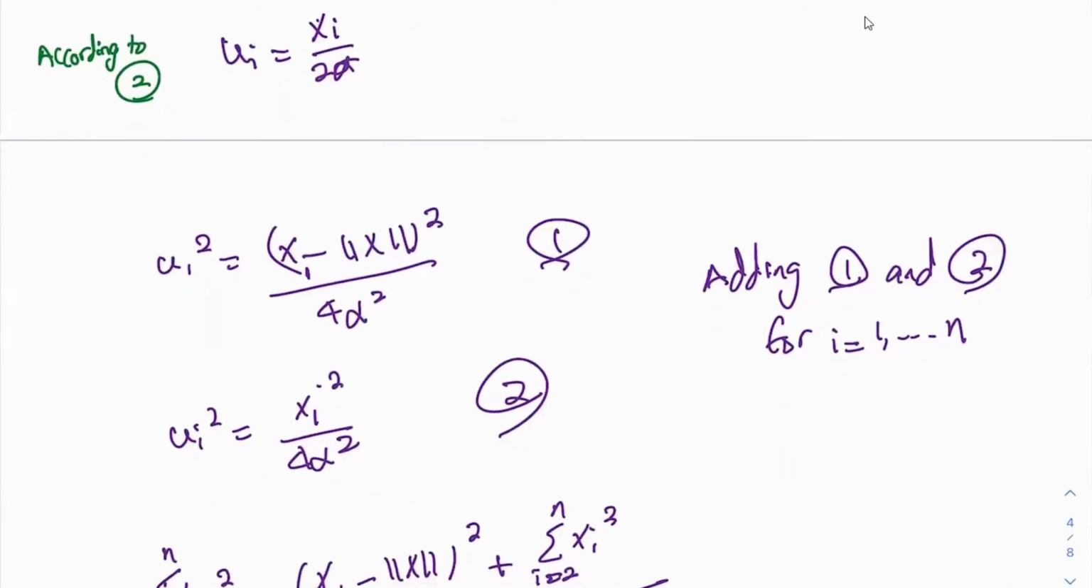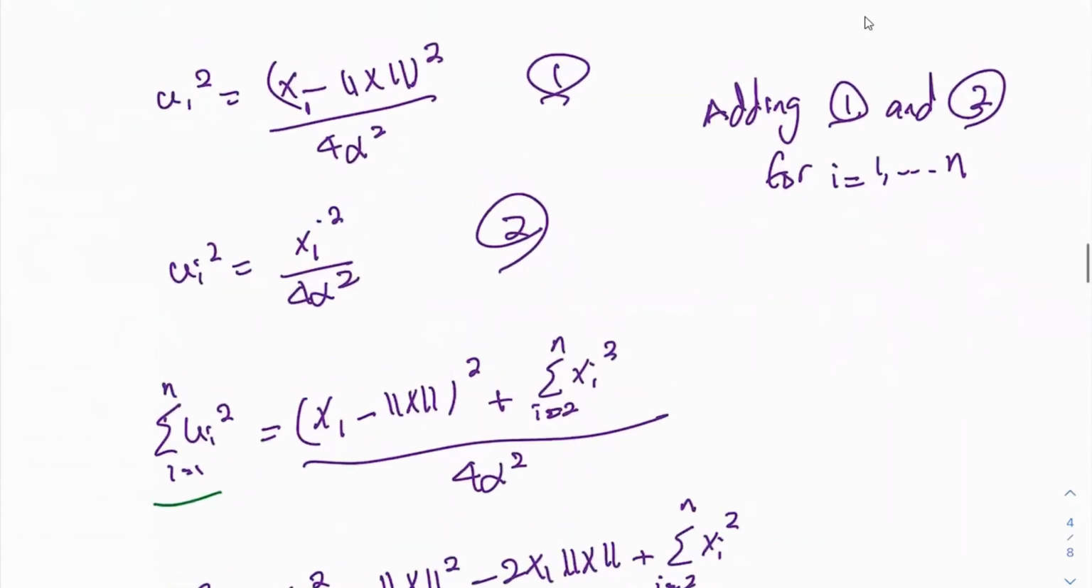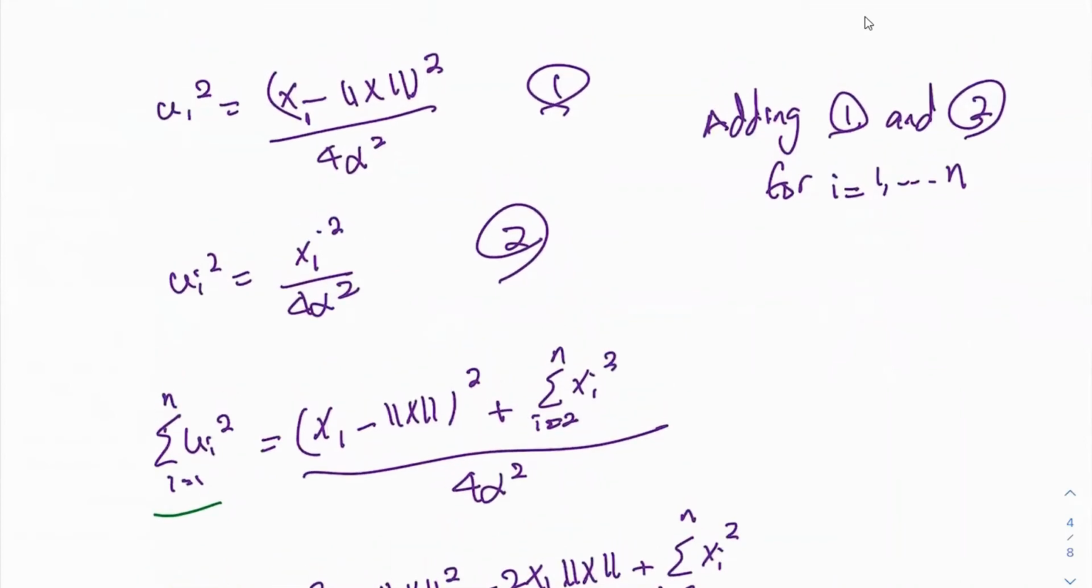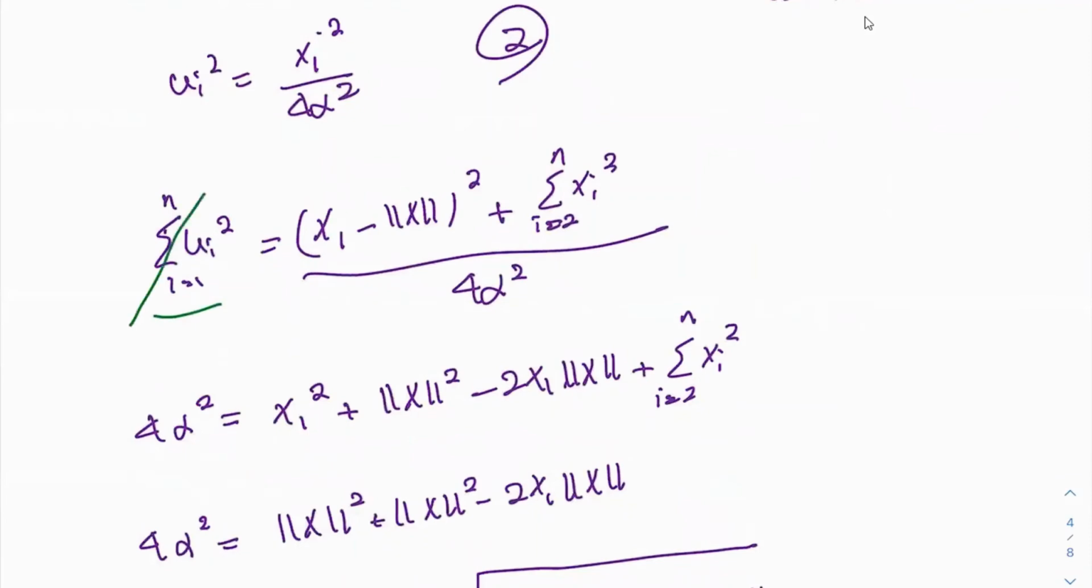You might say, why are we doing this? Remember, u has a unit norm. If I add them up, what do I get? u1 square plus u2 square plus u3 square all the way to un square. This is nothing but norm of u square. So I know I get 1. Okay, so that's why I'm doing that. This here is norm of u square. It's going to be equation 1 plus equation 2, and they have the common denominator 4 alpha square. This one is 1, right?